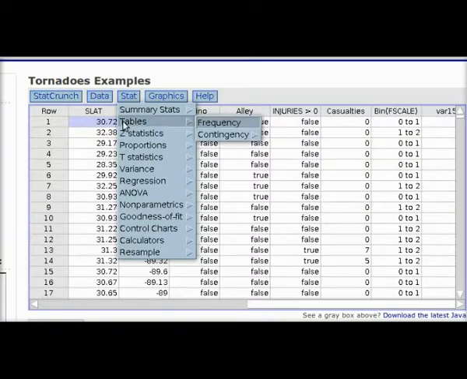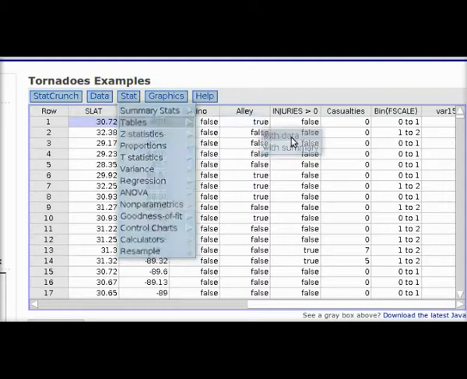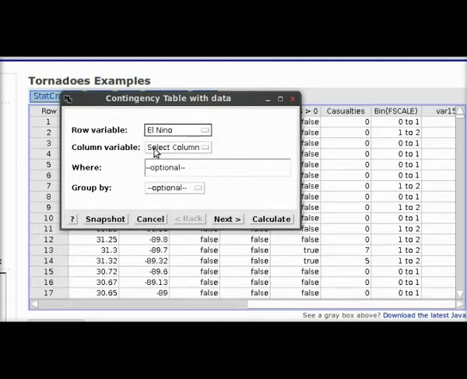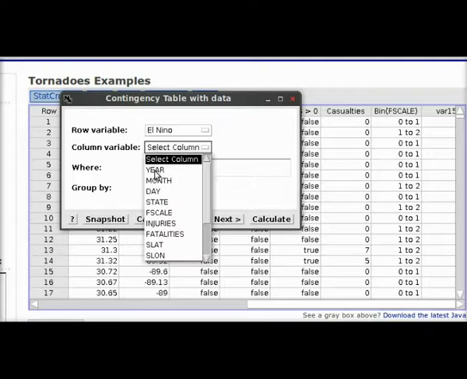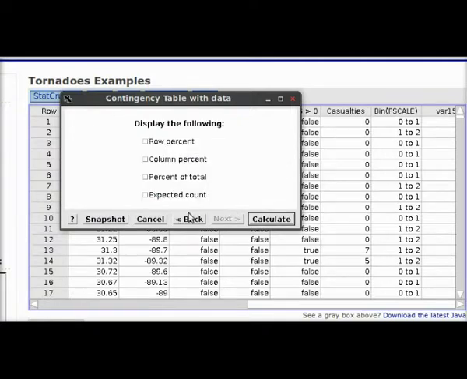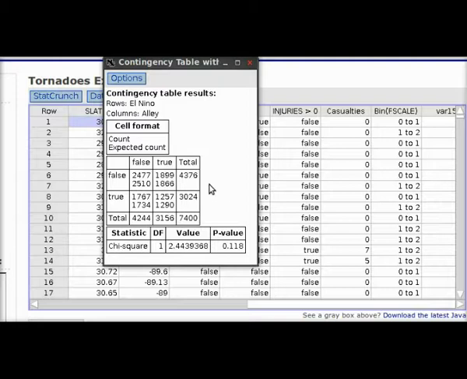So I want to go to Stat, Tables, Contingency, With Data, and my row variable, I want to pick out El Nino for the El Nino years, and my column variable is going to be alley. So when you do this, you'd want this to be the Gulf Coast states, but for an example here, I'm only going to use these. You can get whatever you want, the expected counts, percentages, whatever. I want to add expected counts, and here's our output.